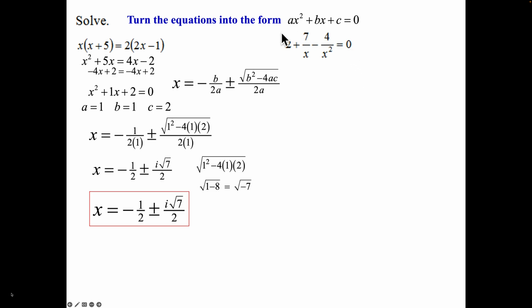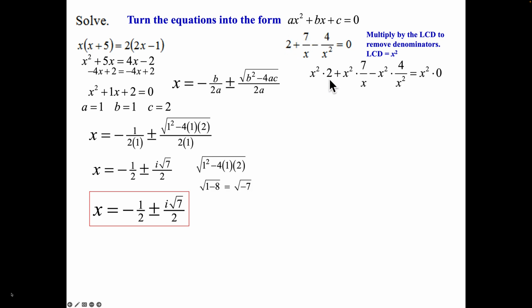Now over here, we have our x's in the denominator. And here, x can divide evenly into x squared. So this x squared is your least common denominator. And what I want to do is multiply that to every single term.